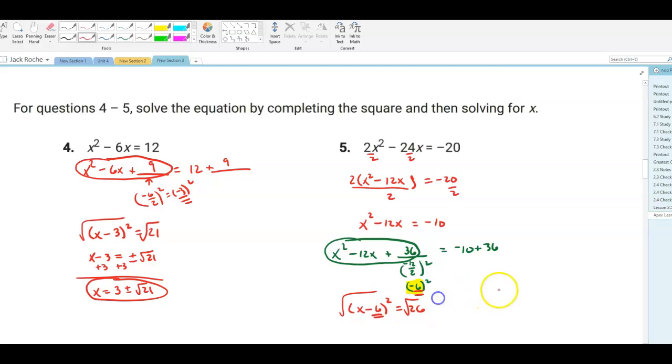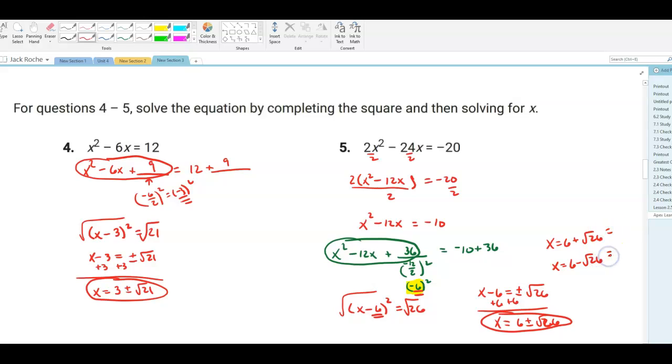I'm going to take the square root of both sides. X minus 6 equals plus or minus the square root of 26. Now I can go ahead, add 6 to both sides, and I end up with x equals 6 plus or minus the square root of 26. Again, you should be able to take this down to a decimal by doing 6 plus the square root of 26 and then 6 minus the square root of 26.